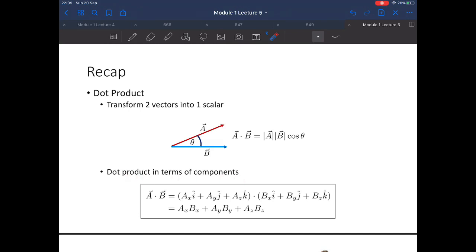Now in terms of components, A dot B is equal to AX BX plus AY BY plus AZ BZ, where A is equal to AXi plus AYj plus AZk, and B is equal to BXi plus BYj plus BZk. Okay, so you can see that A dot B is equal to the sum of the product between the same components: X and X, Y and Y, Z and Z.